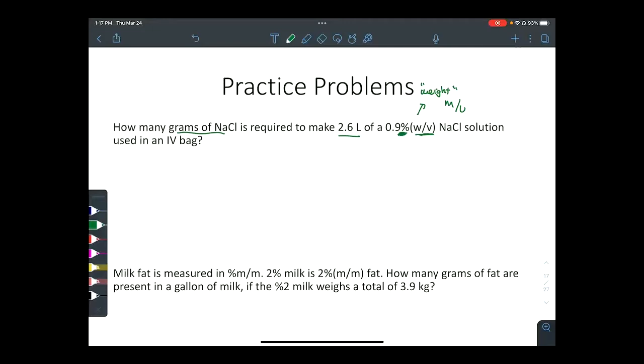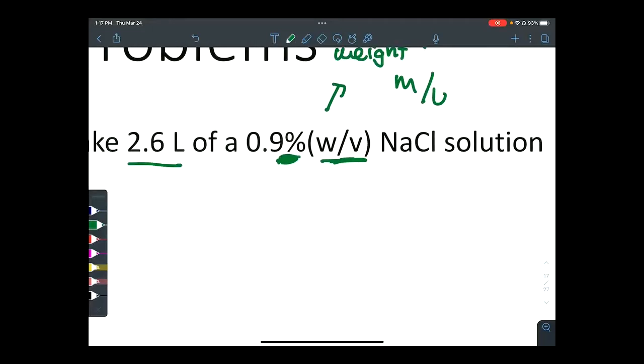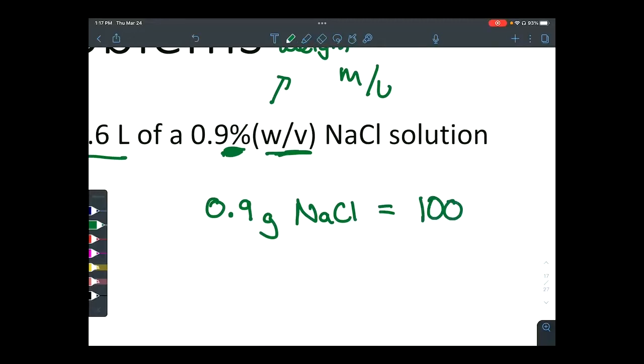Just like when we did molarity, I always like to write out the equality of what that concentration unit means. So 0.9% weight over volume means that there is 0.9 grams of what substance? NaCl, equal to 100, what unit?